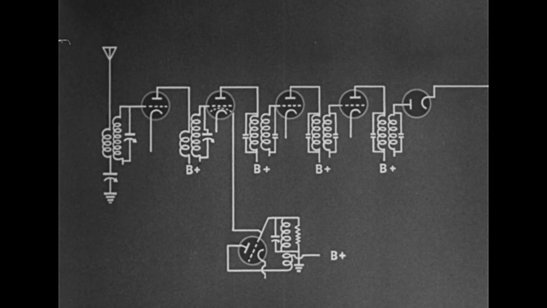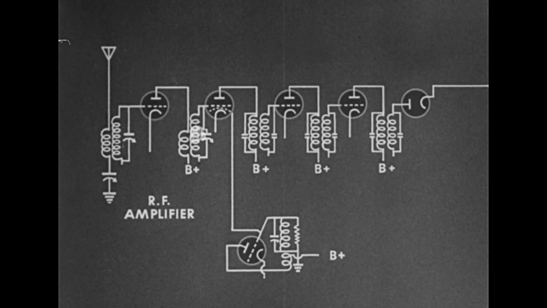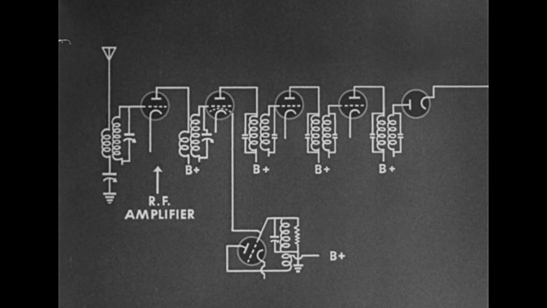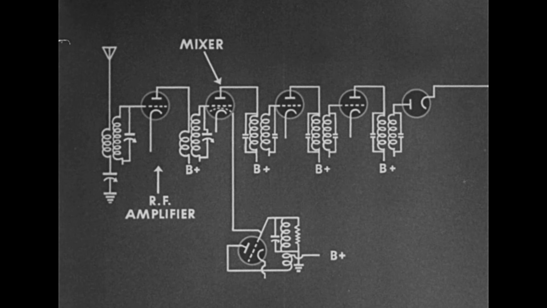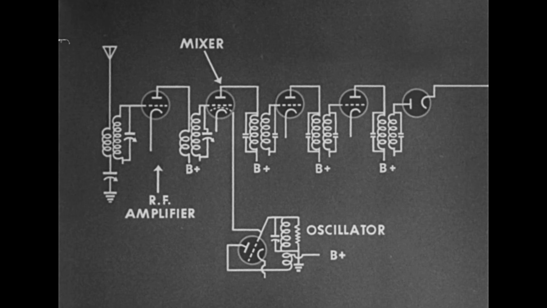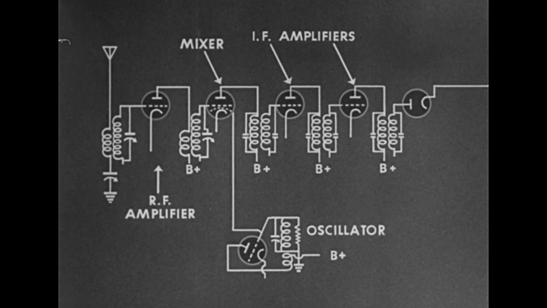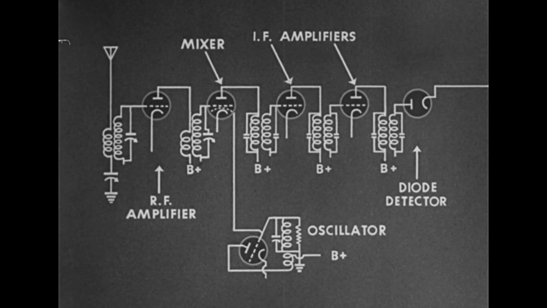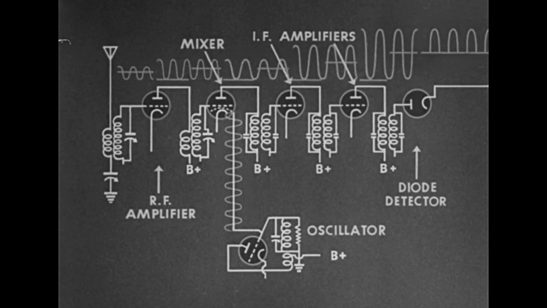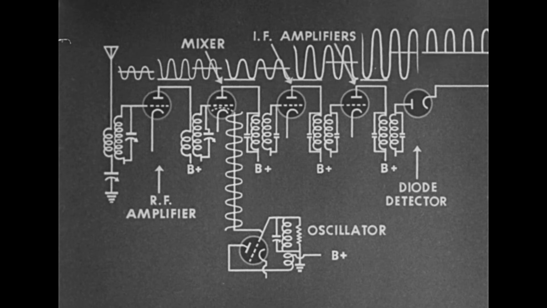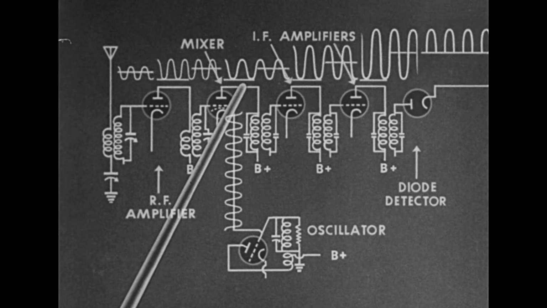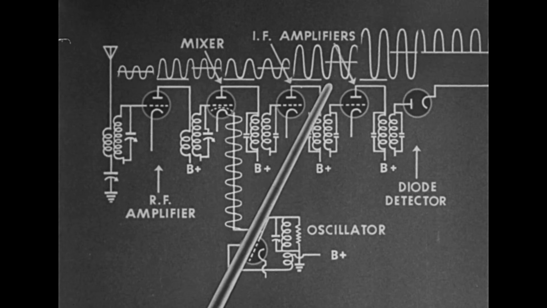A very efficient set may contain one or more radio frequency amplifiers, a mixer tube, and an oscillator feeding the amplified wave through one or more IF amplifiers. The intermediate frequency, after being amplified, is detected by a diode detector. The result is great strengthening of the signal before it is changed to audio frequency.